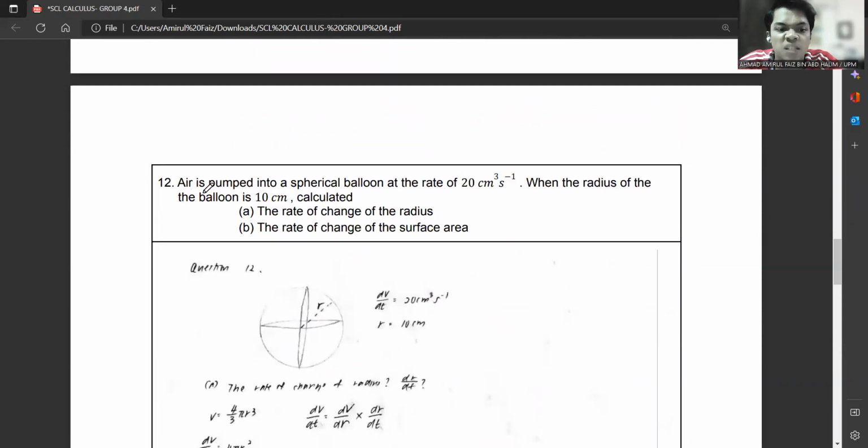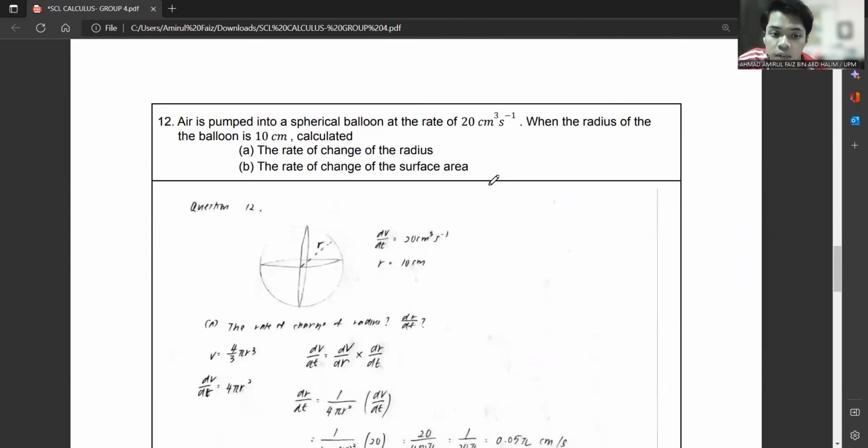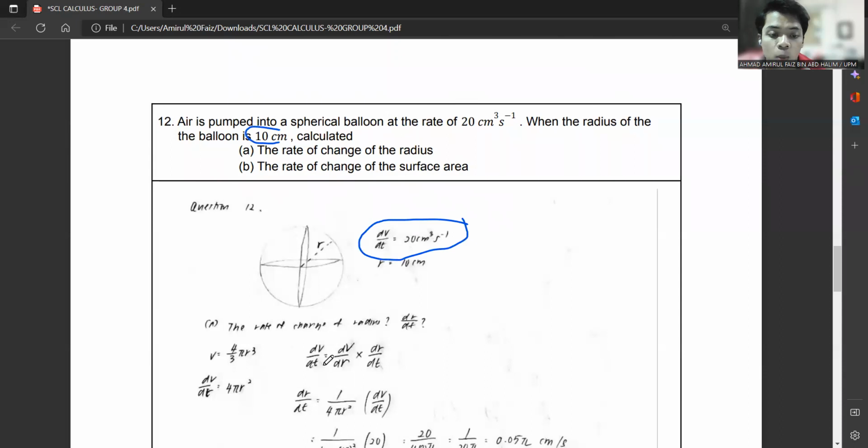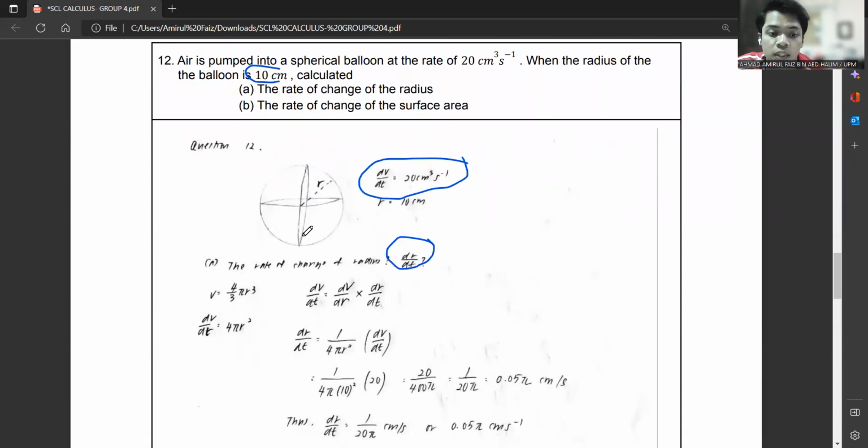The question says air is pumped into a spherical balloon at the rate of 20 centimeters cubed per second, when the radius of the balloon is 10 cm. Calculate the rate of change of the radius and the rate of change of the surface area. First of all, the rate for the spherical balloon, dV/dt, is 20, and the radius is 10. So in part A, we need to find dr/dt, which is the rate of change of the radius.